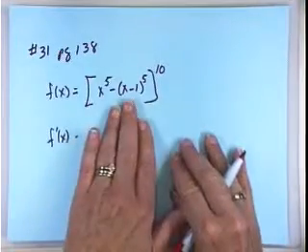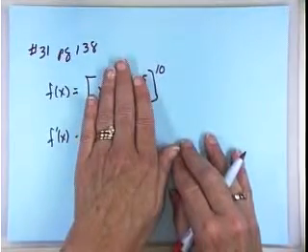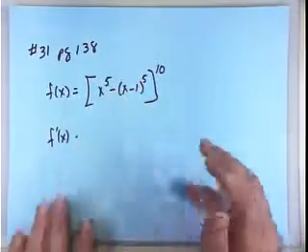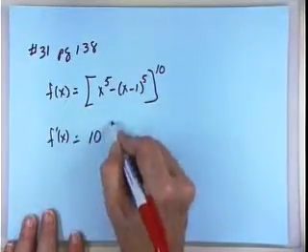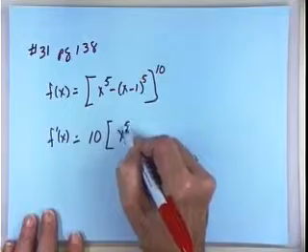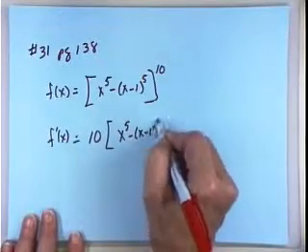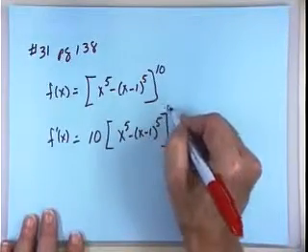All right, what rule are you starting out with, everybody? General power rule, because we have something raised to the 10th. So you brought the 10 down, rewrote exactly, and decreased the exponent by 1.